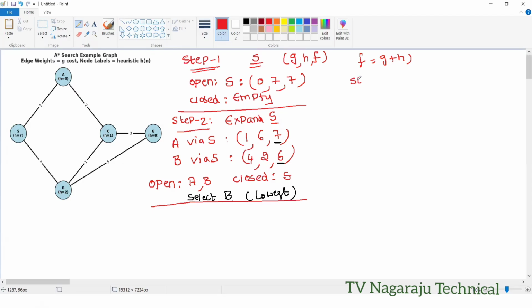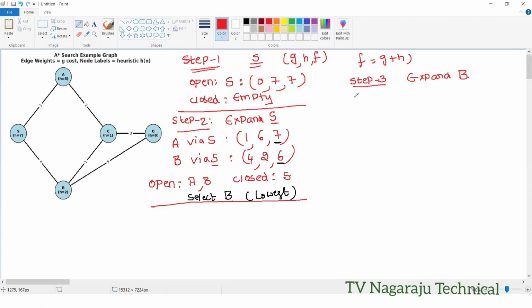Now, coming to the next step. Here I will write down the next step. What is step number 3? You need to expand node B. Why did I select B? Now, what are the neighbors of B? B to S. No need to calculate S. Why? S is the already starting node. We are reaching B from S only. So no need to calculate.